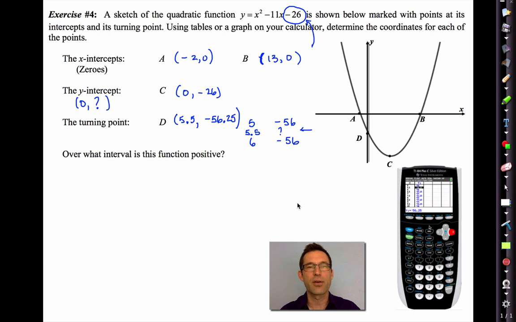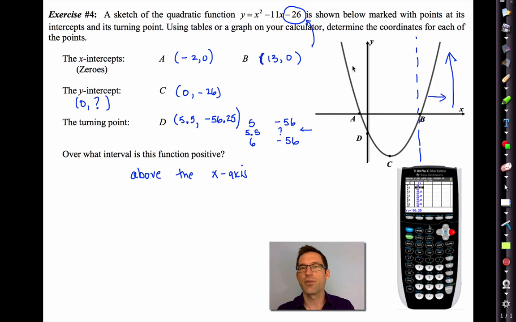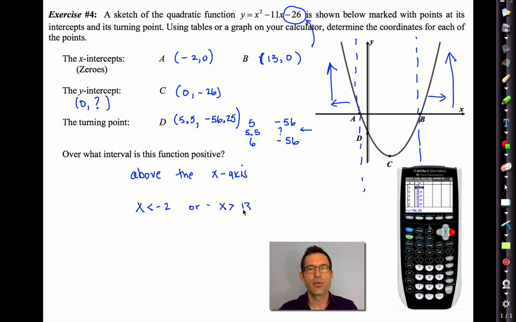Last little piece, we don't really need our calculator for this, we have everything we need. It says, at what interval is this function positive? All right, well, positive just means it's going to be above the x-axis. And it's above the x-axis here, right? So that's x values over here. And it's above the x-axis here, so x values out here. So it looks like it's positive whenever x is what? Less than -2, or when x is greater than 13.